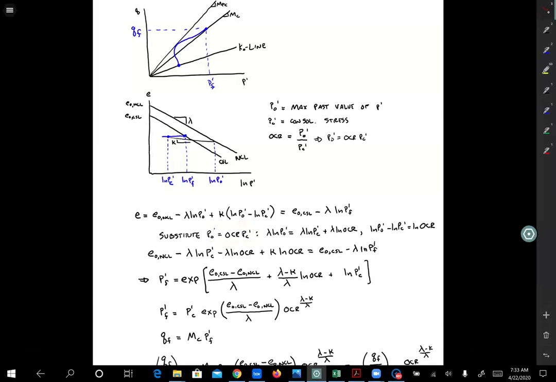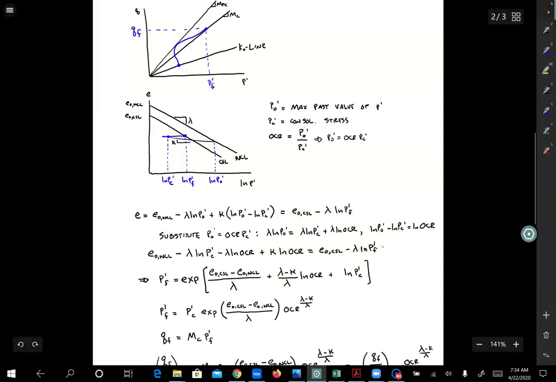And then we note that ln of P naught prime is then equal to lambda ln of PC prime plus lambda ln of OCR, right? And so we know this term now in terms of just PC prime and OCR. And then we also note that ln of P naught prime minus ln of PC prime is equal to the ln of OCR. That's this term inside there in the kappa.